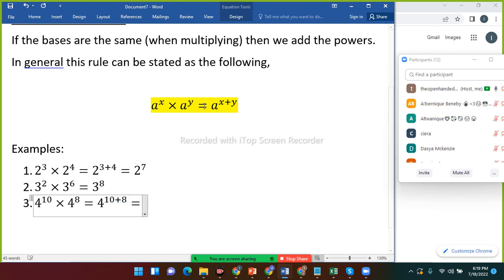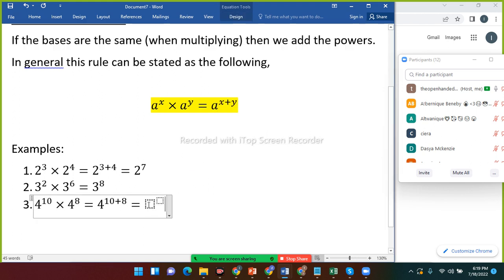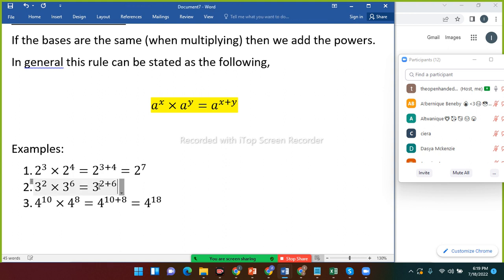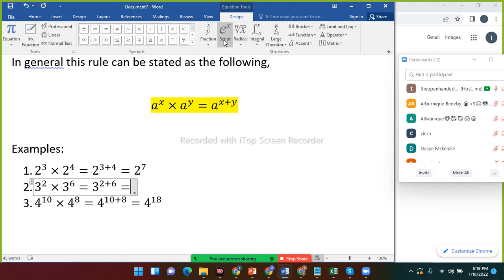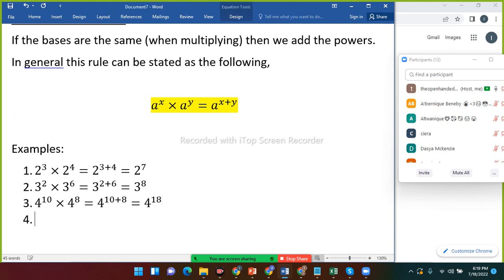So it's going to be equal to 4 to the power of 18. I should mention, because I didn't put it in the previous one, this is going to be 2 plus 6. So please make this correction, and then that equals 8. So it's 3 to the power of 8. Okay, this is an interesting one.